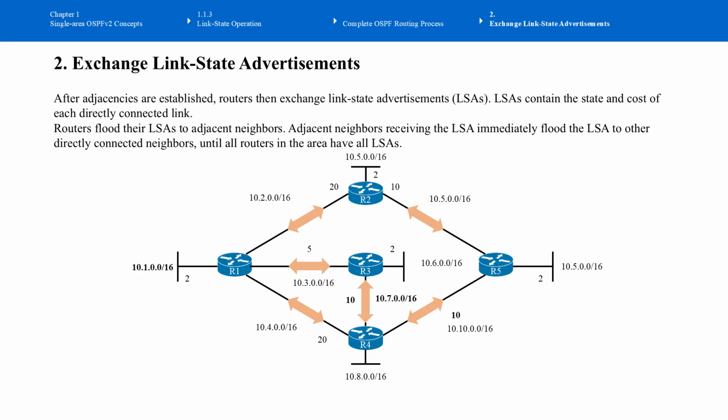Step 2. Exchange link state advertisements. After becoming neighbors, the routers begin exchanging link state advertisements, or LSAs. Each router advertises information about its directly connected networks and the cost of each link. These LSAs are flooded throughout the OSPF area so that every router eventually receives the same network information.